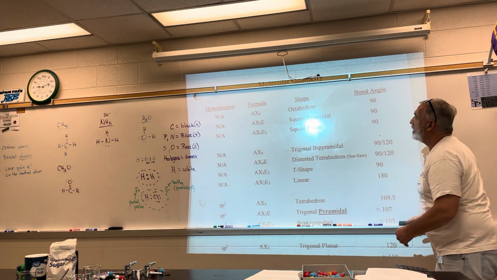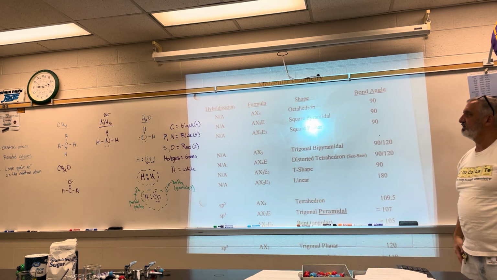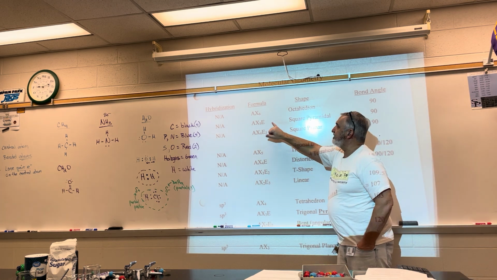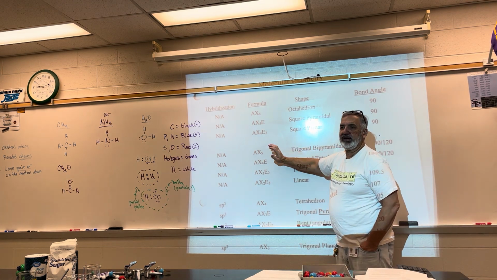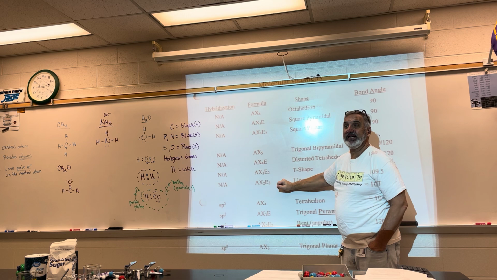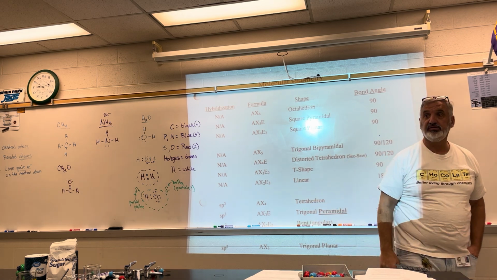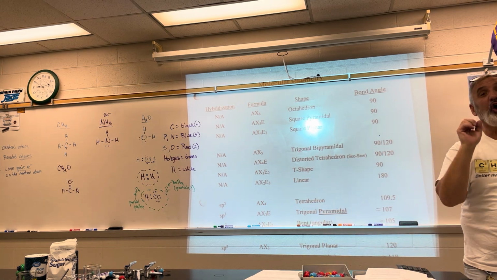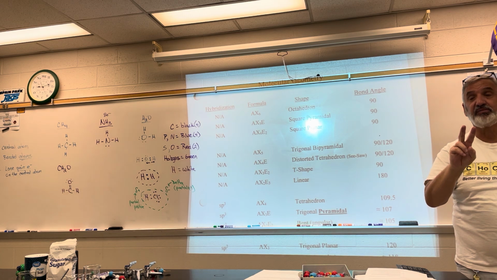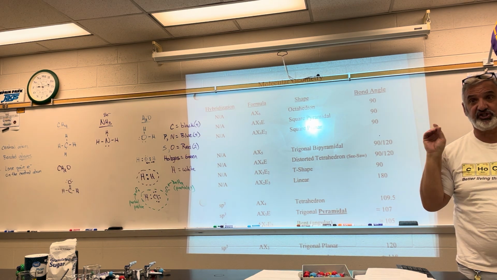Okay, so all of our shapes, if there's a lone pair on the shape, more than likely it's asymmetrical. But we can't say always because there's two exceptions, and so you probably want to write these exceptions down on this sheet.